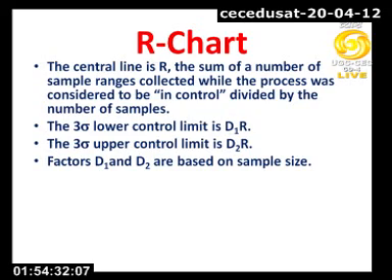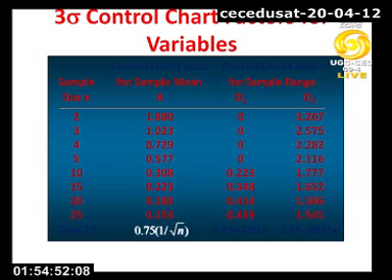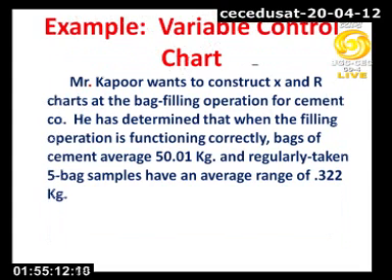R chart, similarly, the 3 sigma lower control limit is D1 R, D1 is again a constant, the 3 sigma upper control limit is D2 R. Factors D1 and D2 are based on sample size, and this shows the table from which we get the values of A, D1 and D2. First column shows the sample size, next column for sample mean A values are given, and for sample range D1 and D2 values are given. And from this table, depending upon the sample size, we get the values of A, D1 and D2.